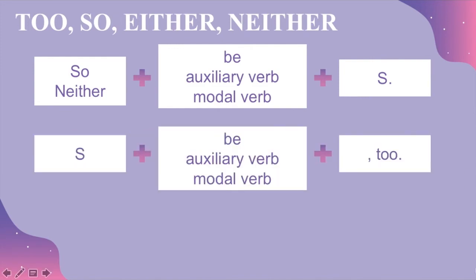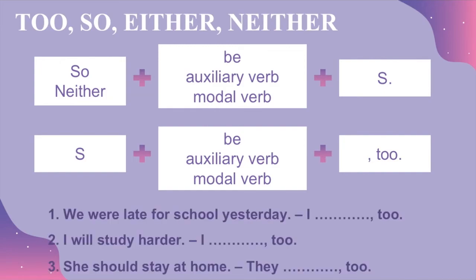Next one is the form of to. Đối với to thì mình sẽ dùng cấu trúc như sau. Subject cộng với động từ to be, hoặc là trợ động từ, hoặc là động từ khiếm khuyết, và cuối cùng là to. Và các bạn đừng có quên cái dấu phẩy ở đây ha. Now, let's pause the video again and do some practice.